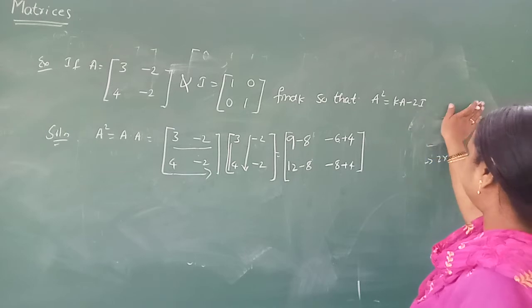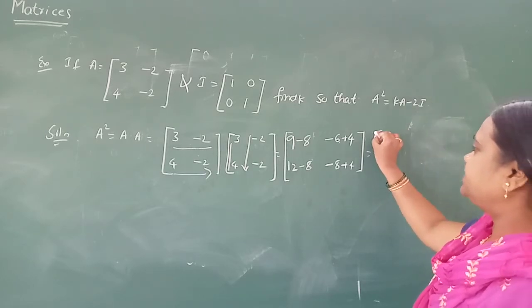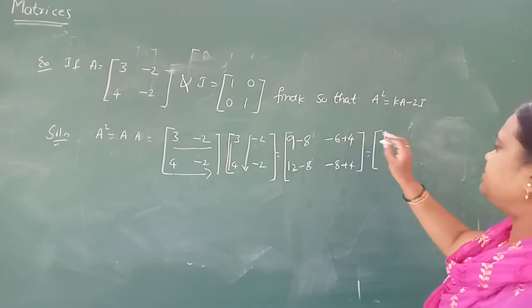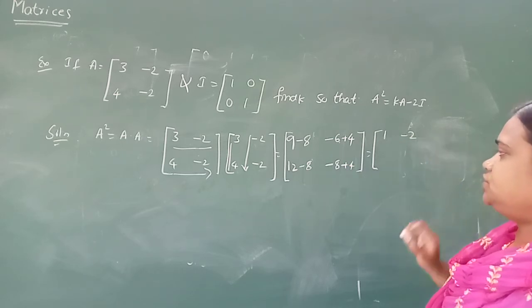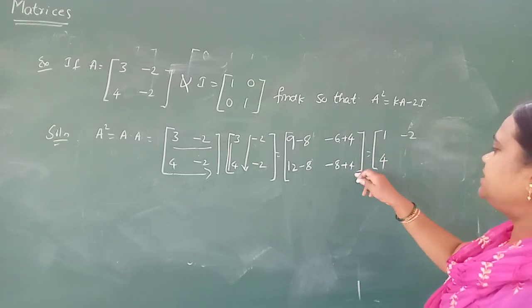Means we will get 9 minus 8, 1. Minus 6 plus 4. 12 minus 6. Minus 8 plus 4.